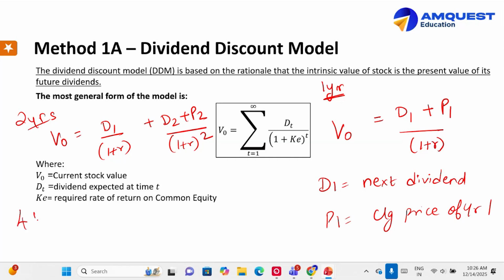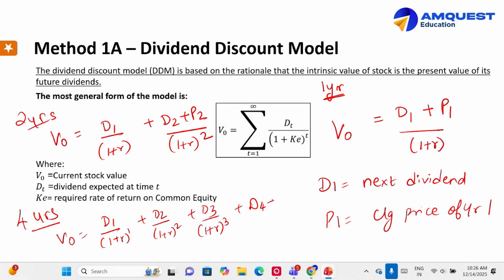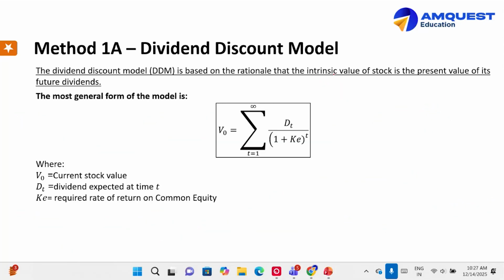If you're planning to hold it for 4 years, value will be equal to D1 divided by 1 plus R raised to 1, plus D2 divided by 1 plus R raised to 2, plus D3 divided by 1 plus R raised to 3, plus D4 and P4 divided by 1 plus R raised to 4. Depending on 5 years, 6 years, it will vary accordingly. So this is if you have a 1 year perspective, a 2 year perspective, and a 4 year perspective. Now there are some more formulas.